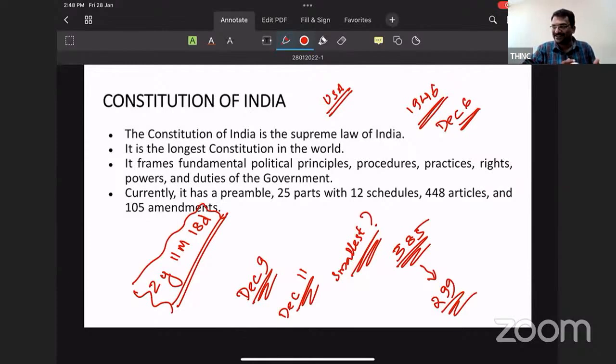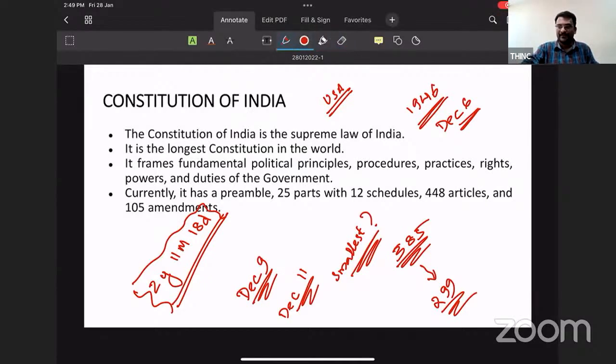We were in the middle of discussing the Constitution of India. The Constitution of India is the supreme law of India, and it frames the political principles, procedures, practices, rights, powers, and duties of the government. Considering the original constitution and the current constitution, currently the constitution has 25 parts, 12 schedules, and 448 articles. And it came through 105 amendments. More than 100 amendments happened in the last 60 to 70 years.